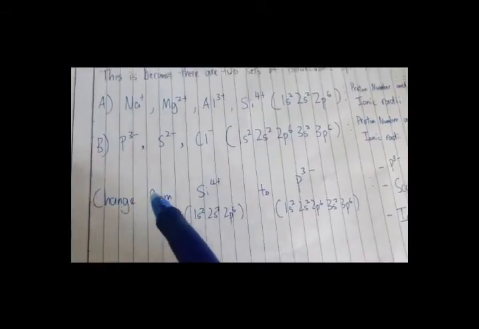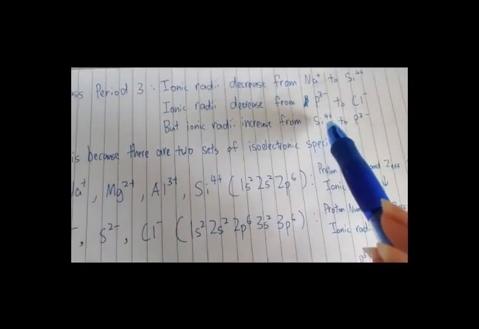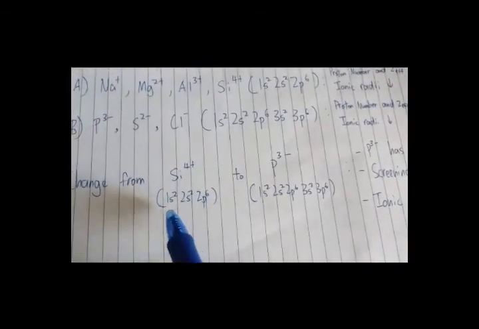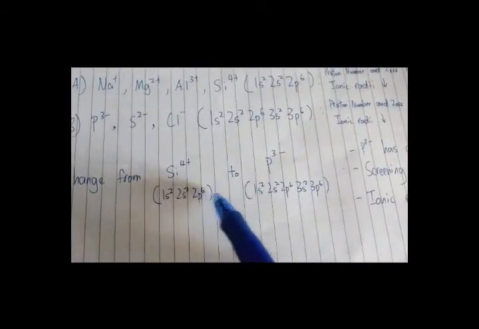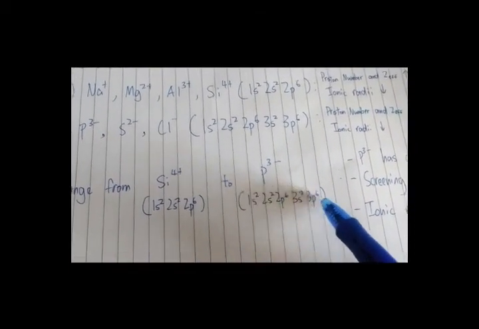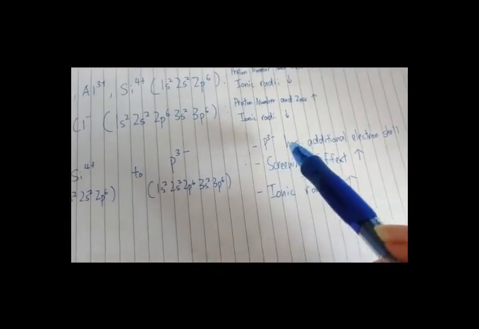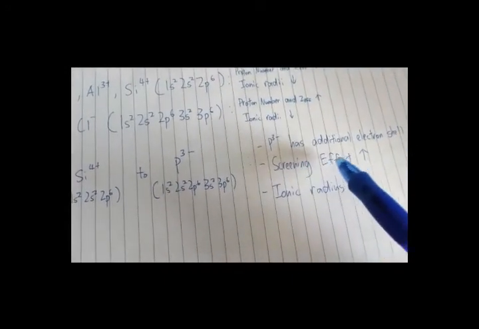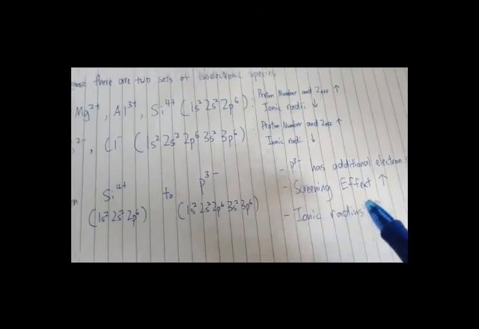So the explanation of the change from silicon 4 plus to phosphorus 3 minus is the same. By comparing these two ions, we can see that the phosphorus 3 minus ion has an extra electron shell, 3s2 3p6. So the phosphorus 3 minus ion has an additional electron shell, the screening effect will increase, and the ionic radius will increase.